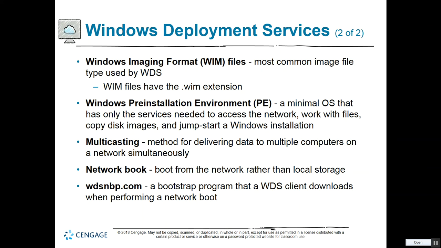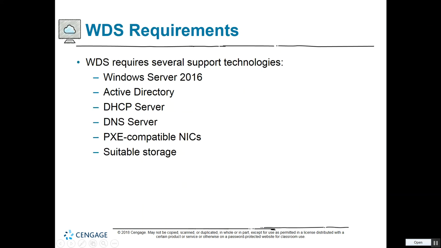Now we could do a network boot from a network rather than local storage, or we've got WDSNBP.com. It's a bootstrap program that the WDS client downloads when performing a network boot. Now, WDS requires several support technologies. You've got to have Windows Server 2016, Active Directory, DHCP server, DNS server, PXE compatible NICs, and suitable storage. So WDS requires all of these support technologies.